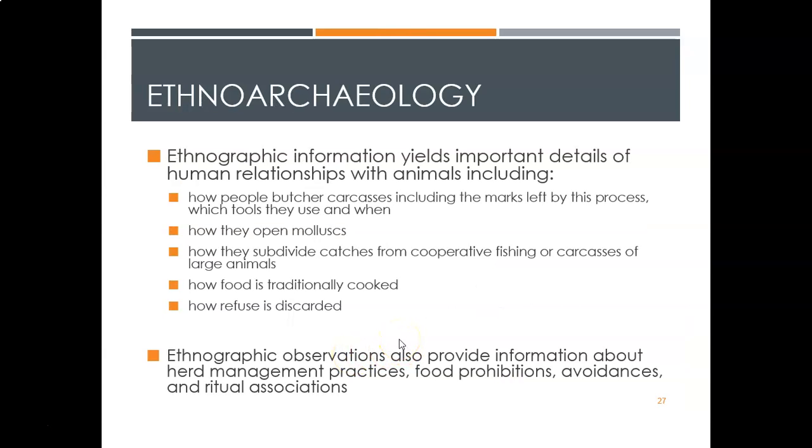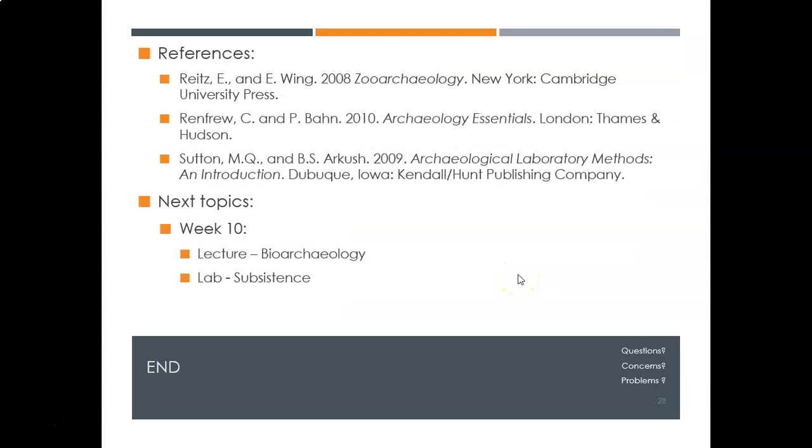So how do we figure out all of these different things? Well, through ethnoarchaeology. You'll recall in week 8, we talked about archaeobotany or ethnobotany, where we look at contemporary practices, and then we use that to interpret practices in the past. So ethnoarchaeology has been really useful for figuring out how and why we butcher carcasses, the marks we leave behind, the kinds of tools we use, how we open mollusks and harvest them, for example, how we cook food and then discard refuse from these different practices, from these different stages.